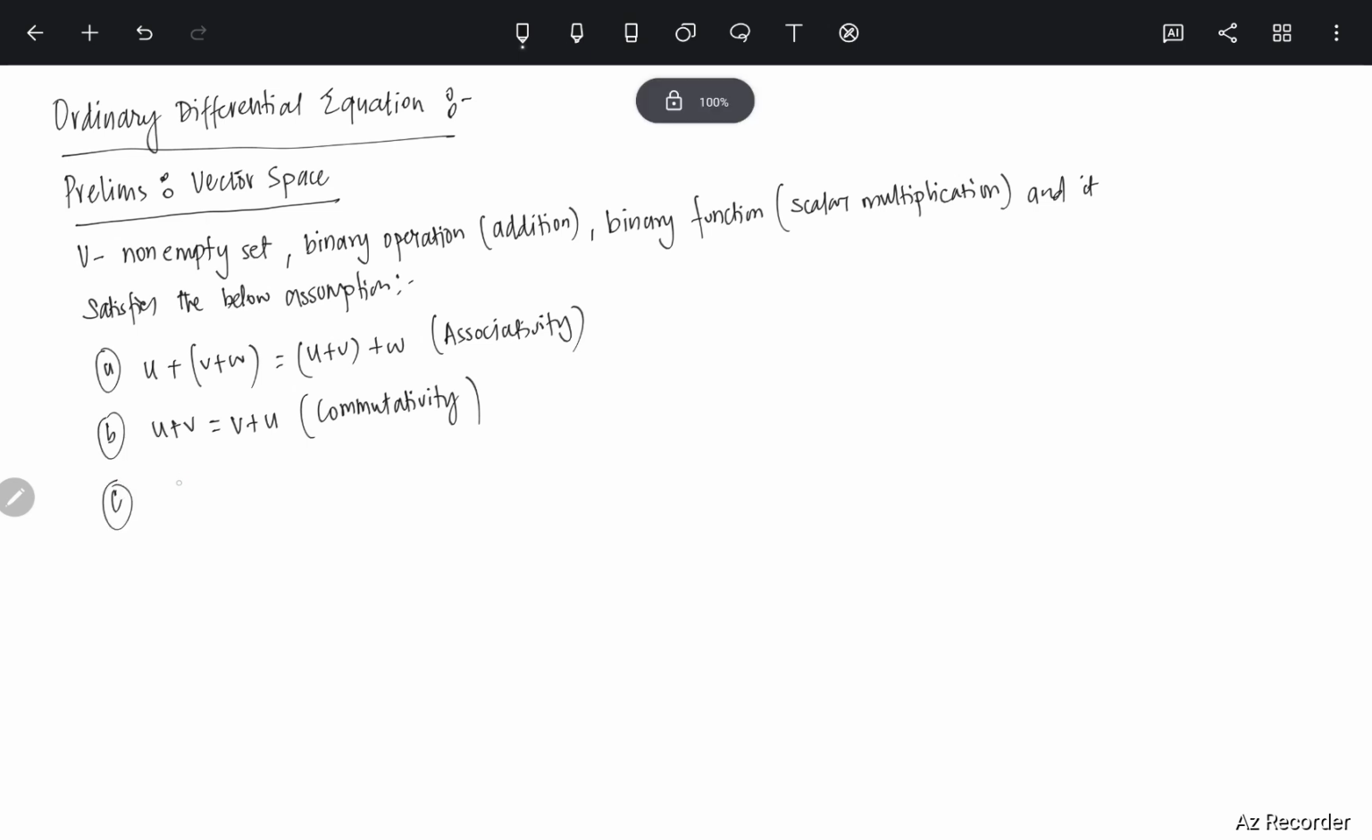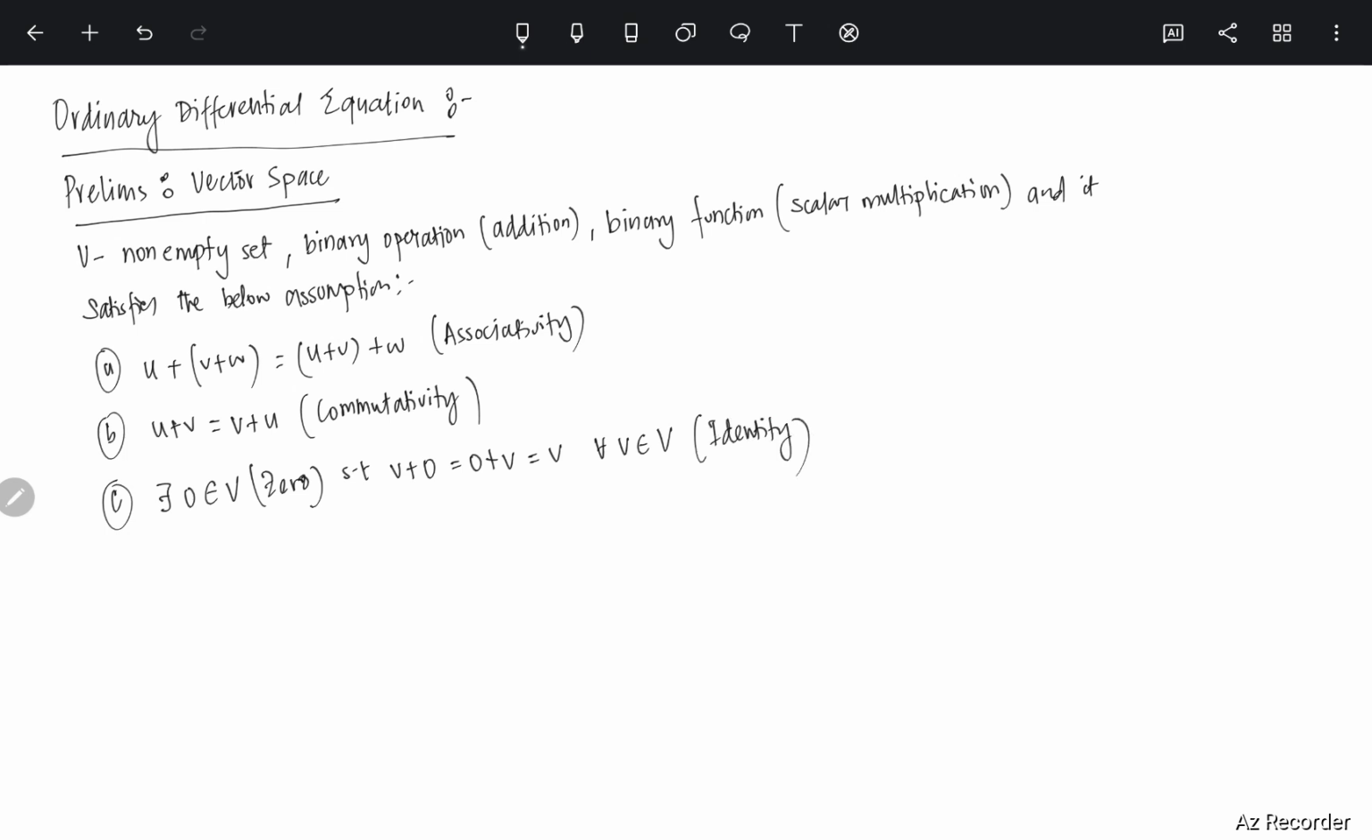And then we'll have an identity element, which we are going to call 0. What is the property? There exists an element 0 in V such that V plus 0 equals 0 plus V, and this equals V. This should hold for all V in the set V. So if you take any element of the set and add 0 with it, it doesn't matter in which way you are adding, it always yields V. This is the identity element.